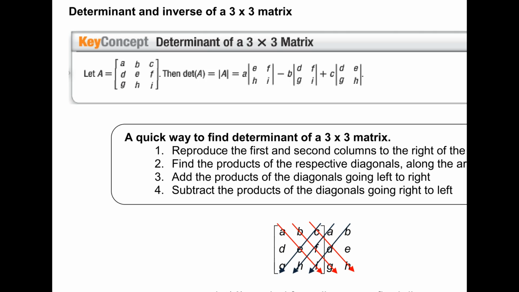Let's do this. So, determinant and inverse of a 3x3 matrix.